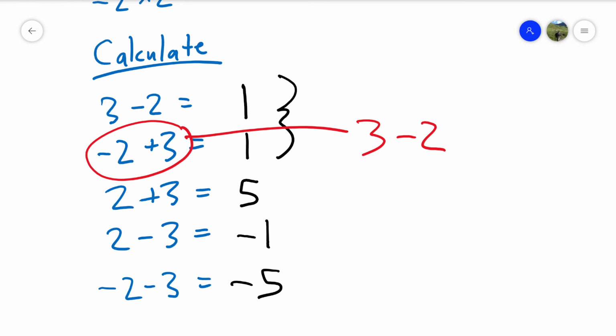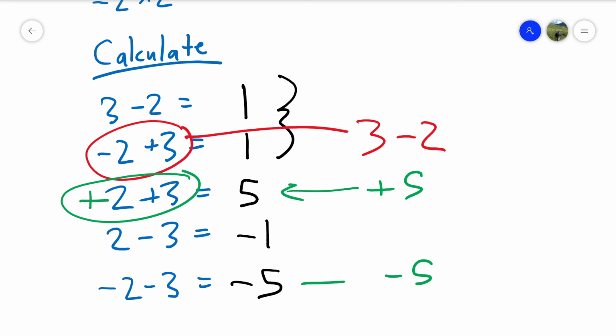Let's make another observation because we might as well. That's +5 and that's -5, and the reason is because here you can imagine an imaginary plus at the front of the 2, so you can see how that's plus plus, minus minus.